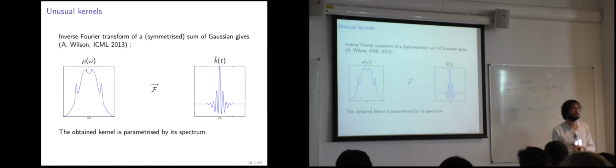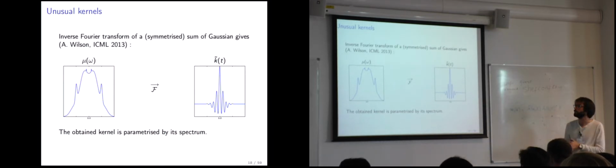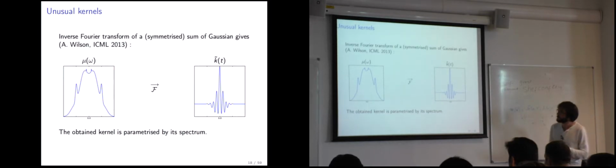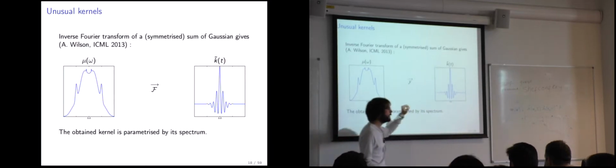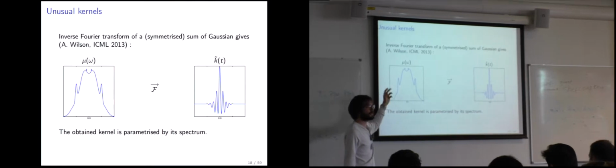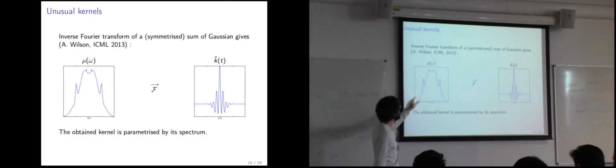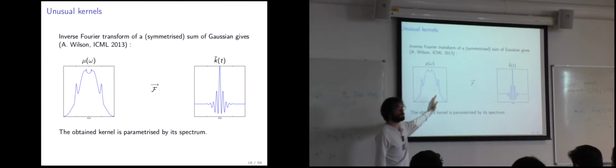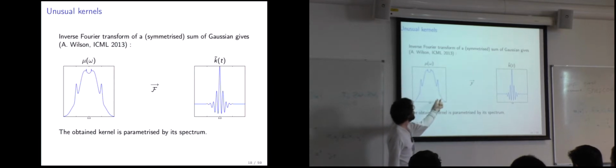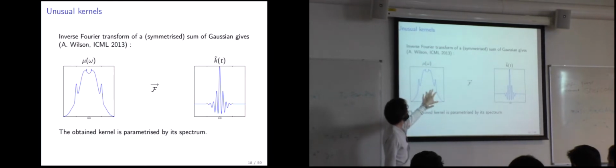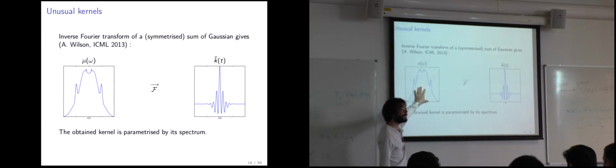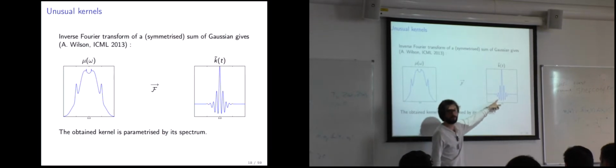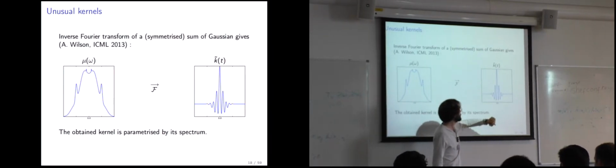And you can also use this property to build new kernels. So this is a work from Andrew Wilson. He's thinking, if I want to create a kernel, it's easier to create a positive measure, and he's creating a positive measure by taking sums of Gaussians that have a mean and a variance parameter. So he has a few parameters to parameterize this sum of Gaussians. He's going to compute the Fourier transform to end up with this kernel in the end.